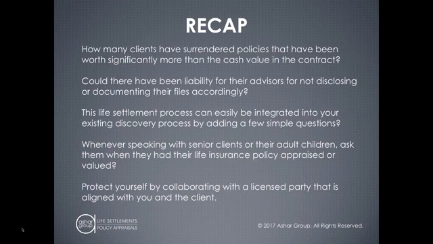So what I'd ask you to think about within your group, your company, your trust committee, whomever it is: how many clients have surrendered policies that were worth more than the cash value? And could there have been liability for not exploring this option? Could you lose trust with those clients?